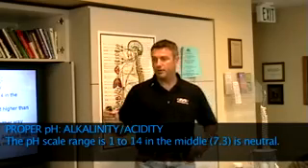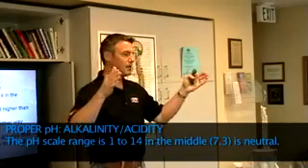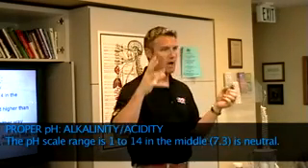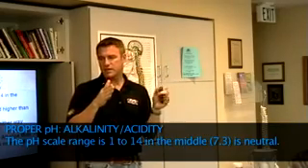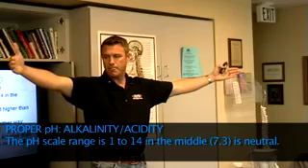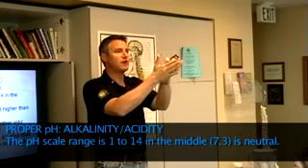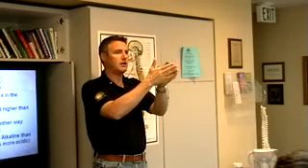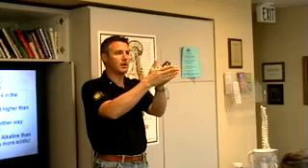pH. The pH scale, when we look at pH, it's technically the percentage of hydrogen molecules. So the pH scale is a range from 1 to 14. The body lives in that neutral zone, 7.3. Okay? Neutral zone, plus or minus a couple points.